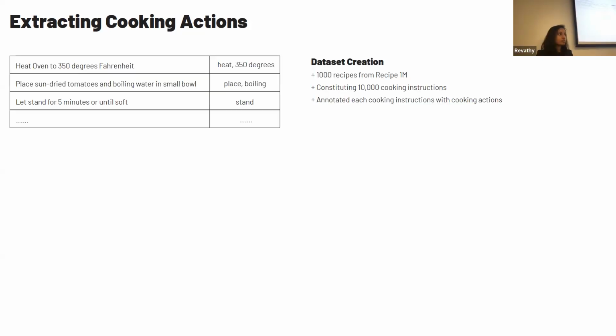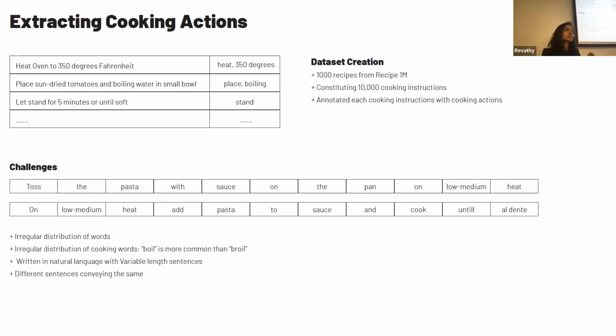But extracting cooking actions was not as straightforward as extracting ingredients, because the ingredients were already given. First, there was no availability of ground truth data. So we created our own ground truth by taking instructions from 1,000 recipes, which constituted 10,000 cooking instructions. But there were so many statistical irregularities in the cooking instruction data set, so 10,000 was not sufficient to manage for those statistical irregularities.